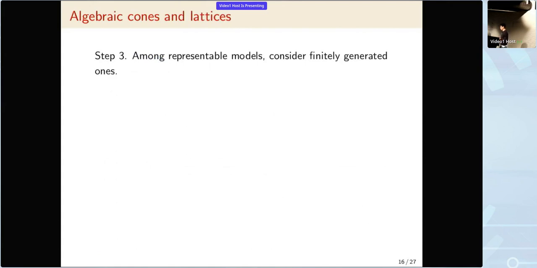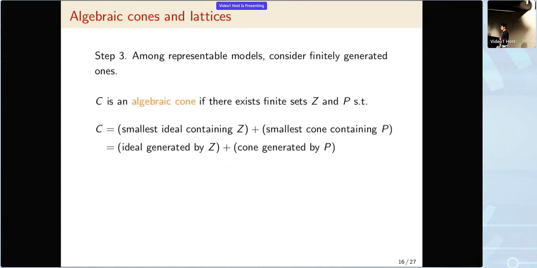By step 3, among the representable models, we now want to pick out a subset of finitely generated ones so that we can compute with them. Define C to be an algebraic cone if there exist finite sets Z and P, such that C is equal to the smallest ideal containing Z plus the smallest cone containing P. Equivalently, the ideal generated by Z plus the cone generated by P.